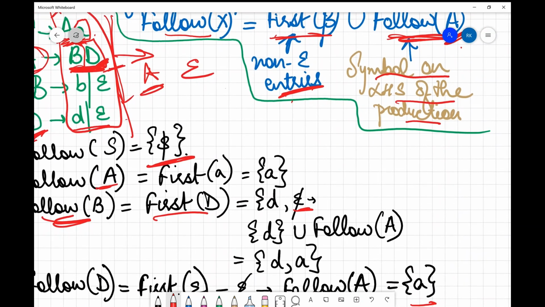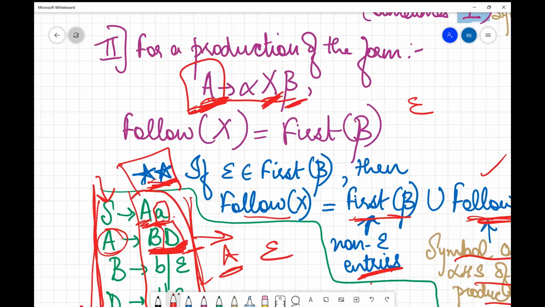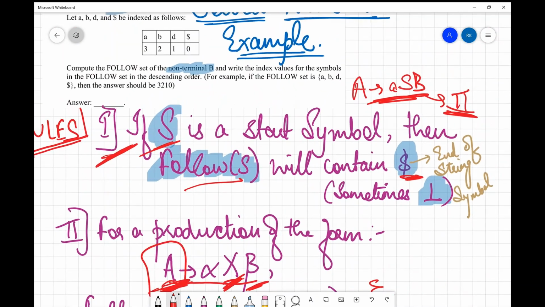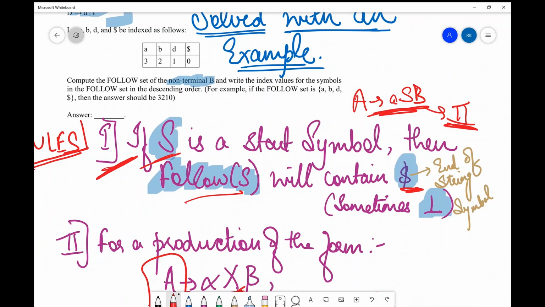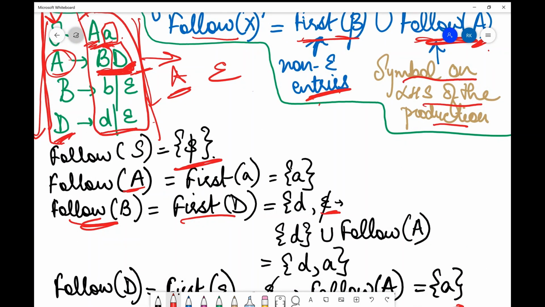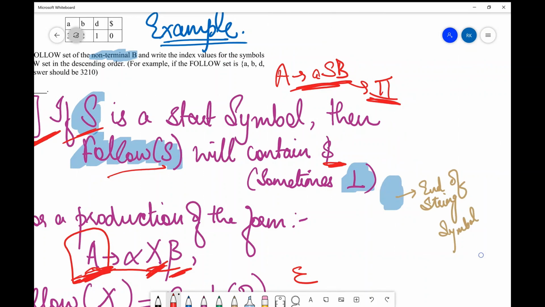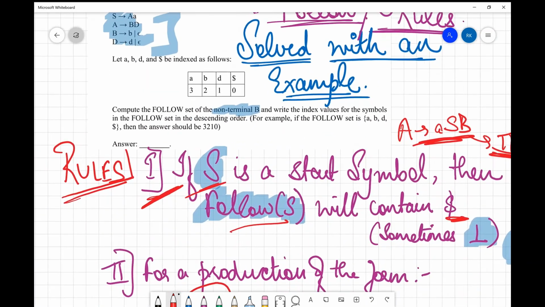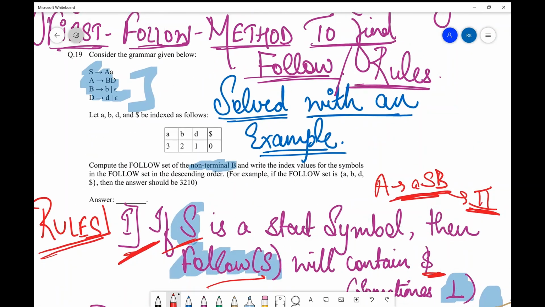Now let's look at the GATE question which was over here. What are they asking from us? So first of all, they wanted us to compute the follow set of non-terminal B. So we have it over here. It is what? D and A. So I'll just write it over here. Yeah, D and A. So follow of B is D and A.